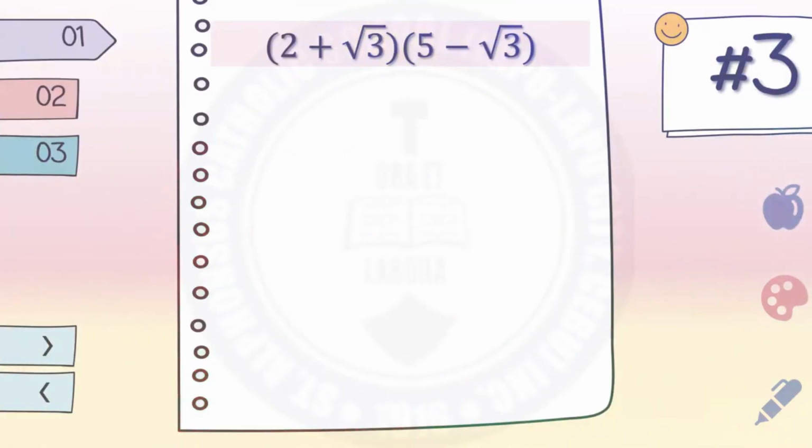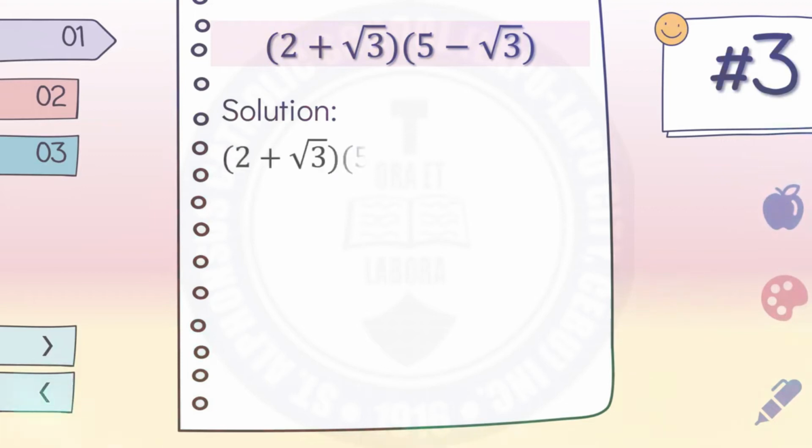Number 3: the quantity 2 plus square root of 3 times 5 minus square root of 3. In this case, you simply follow the property of the nth root of A times the nth root of B equals the nth root of AB, and apply the FOIL method. Then always simplify the final answer.